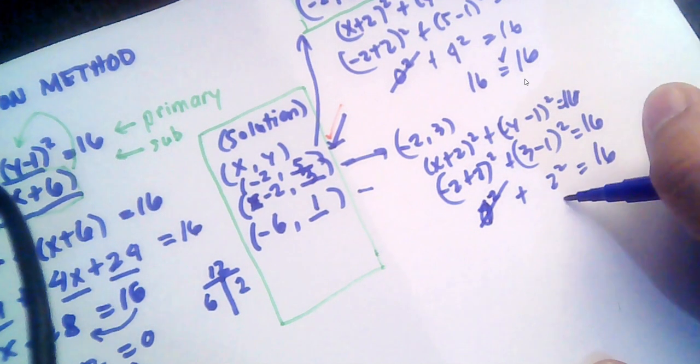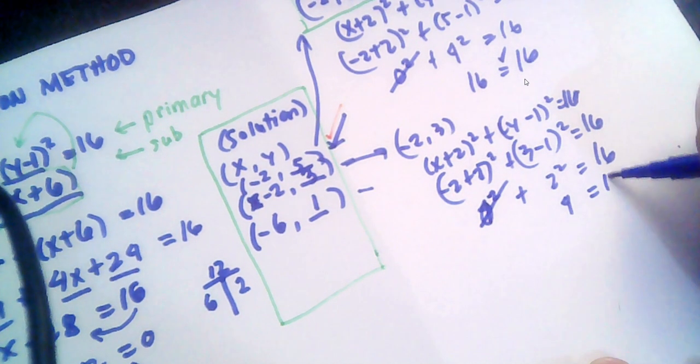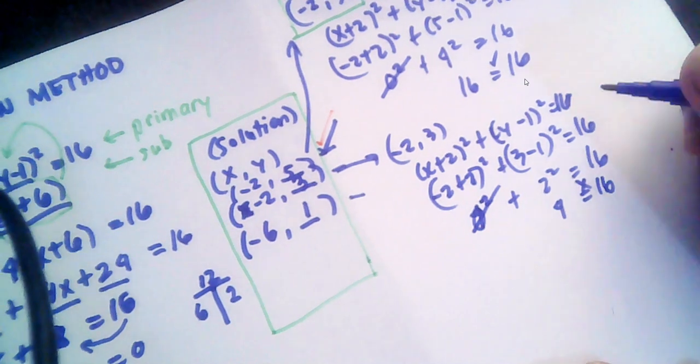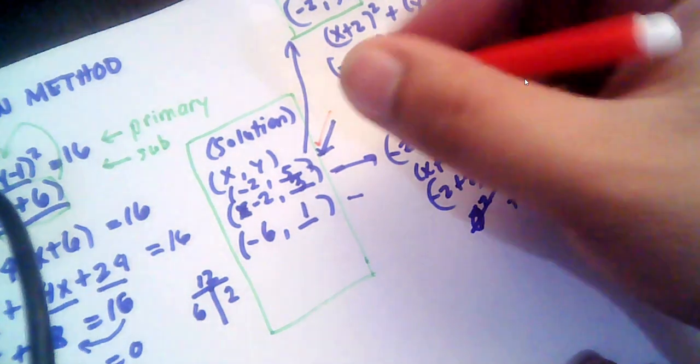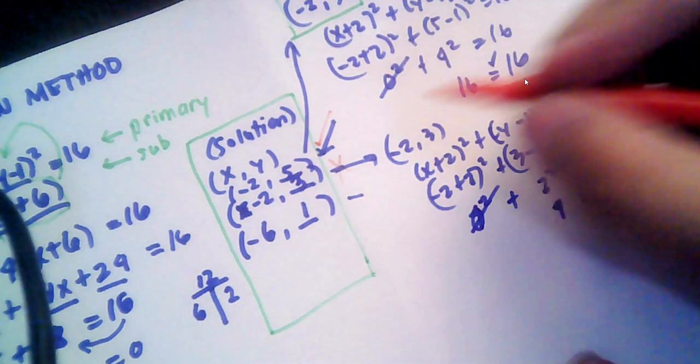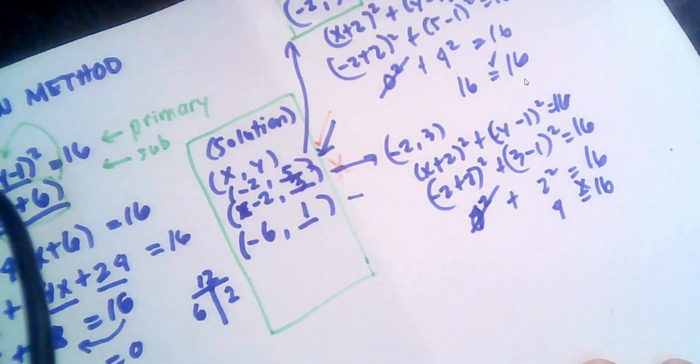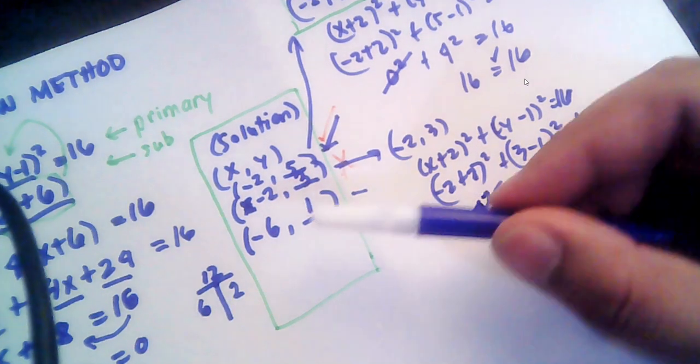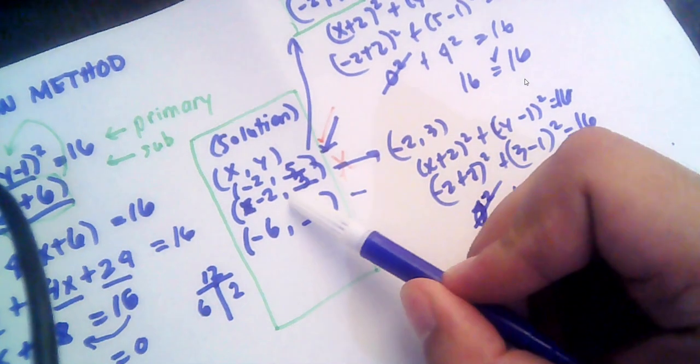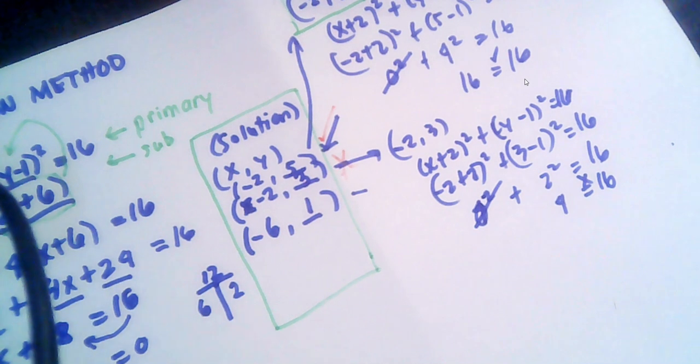That is 2 times 2, 4 is equal to 16. This is not a solution. Yes, it does happen. Sometimes it could be a solution or not a solution. So we have to choose this. The negative 2 comma 3 is not a solution.